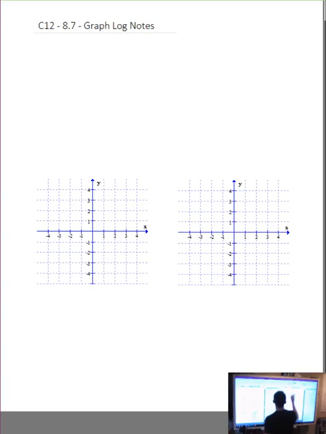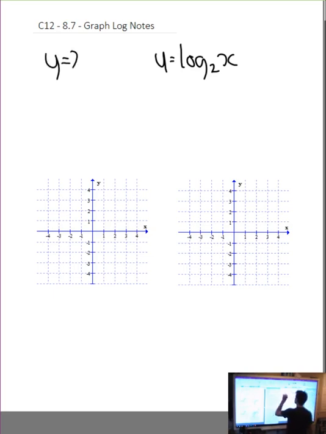Okay, so let's take a look at graphing a logarithm. So y equals log base 2 of x. Now how do I graph that? Well, I'm going to start by graphing the base to the exponent, and I'm going to do that with a table of values.